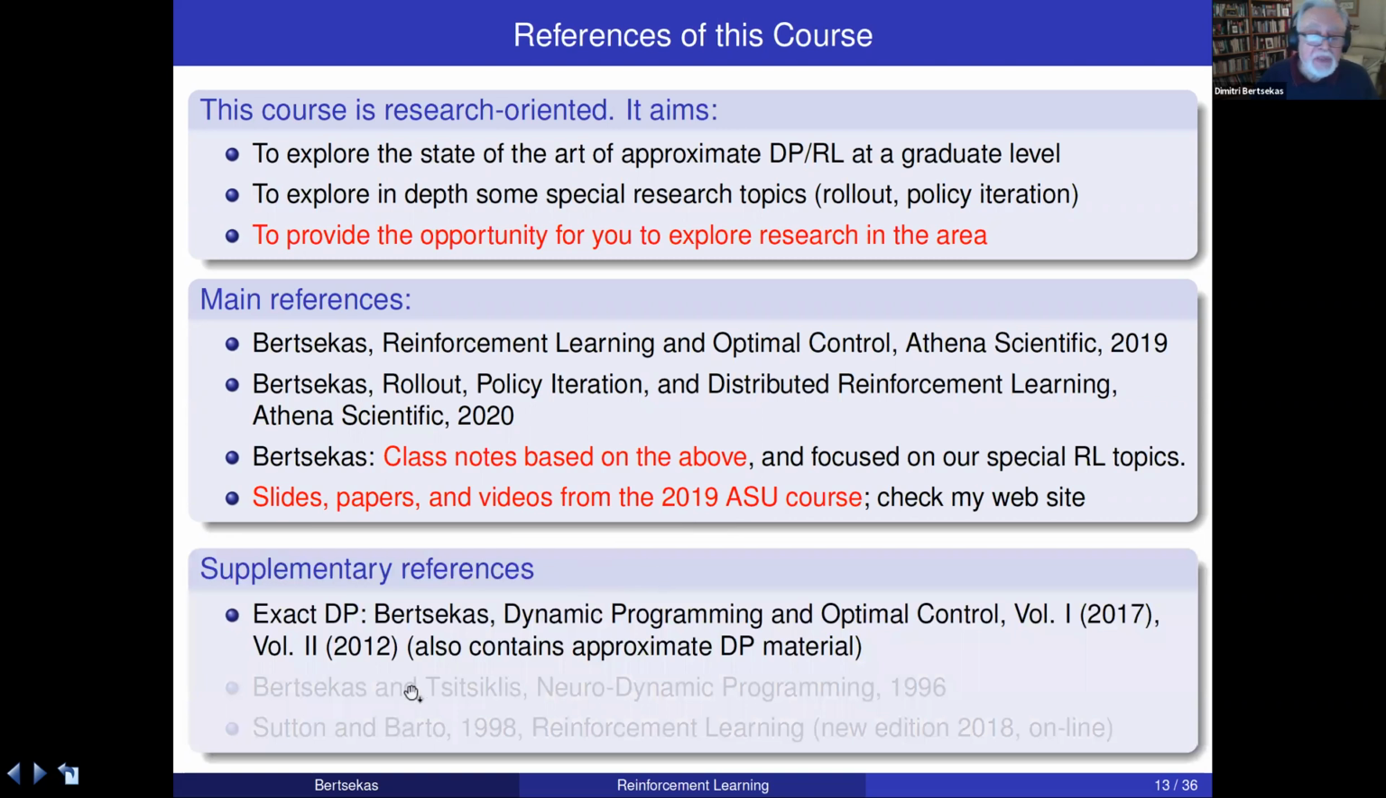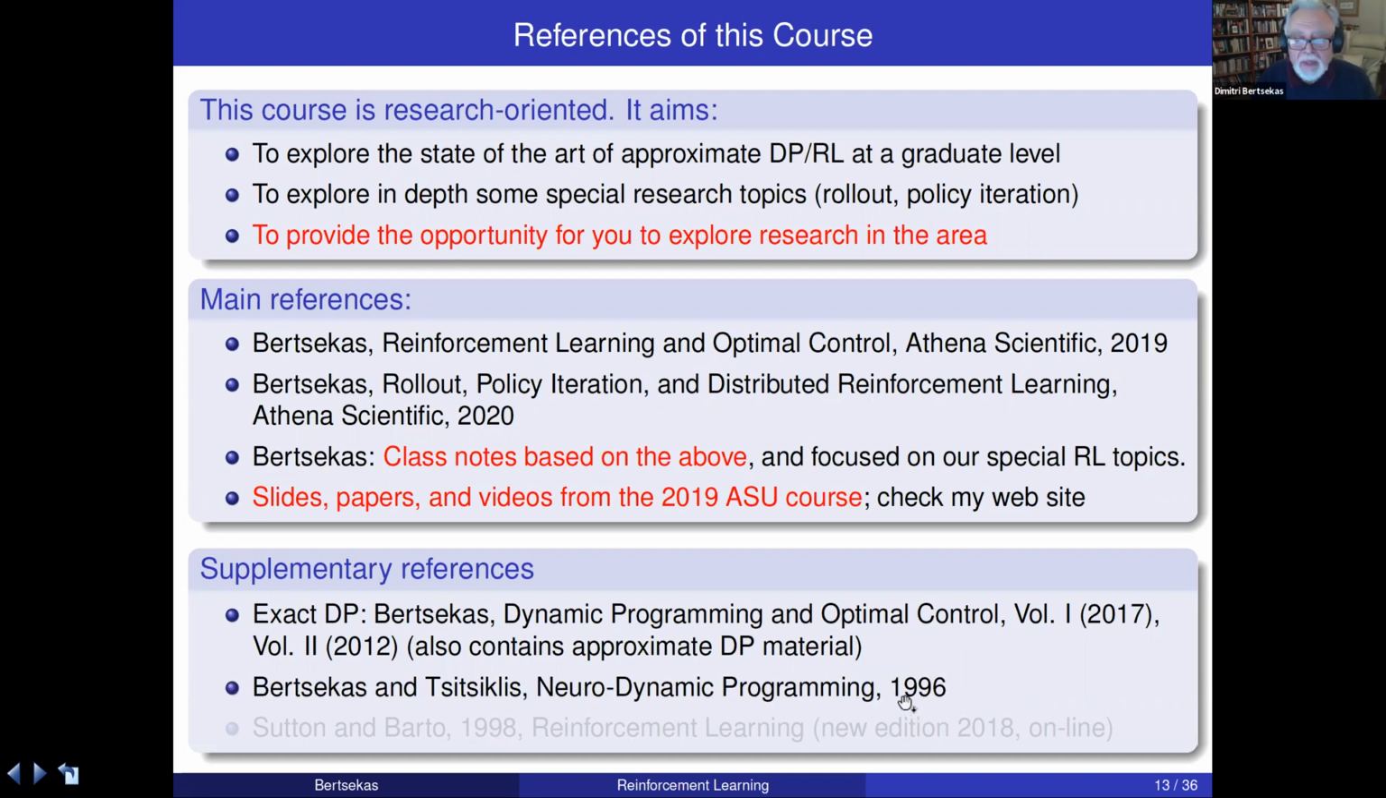Okay, supplementary references. I have a 2-volume dynamic programming book. It's everything you'll never need to know about dynamic programming. The 2 volumes are more than 1,300 pages, and a big portion of that relates to approximate dynamic programming. It's directly relevant to our class, but it goes into dynamic programming and optimal control more in depth.